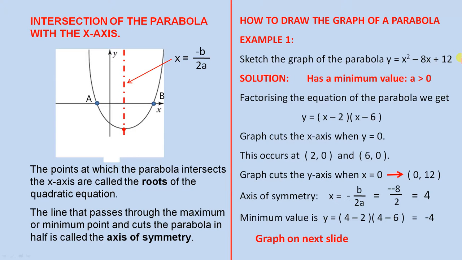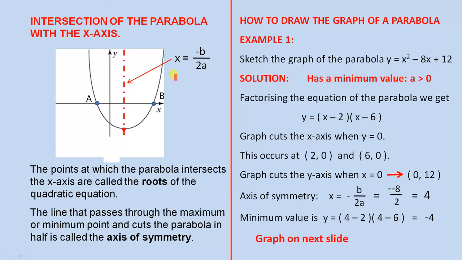Intersection of the parabola with the x-axis. The points at which the parabola intersects the x-axis are called the roots of the quadratic equation. The line that passes through the maximum or minimum point and cuts the parabola in half is called the axis of symmetry. So here a and b are the roots of the parabola, and here is the axis of symmetry which cuts the parabola in half.